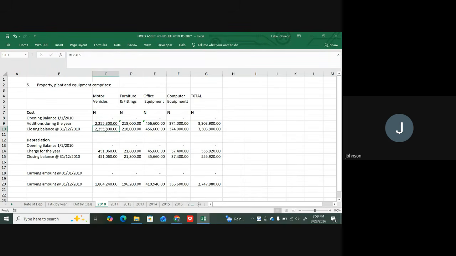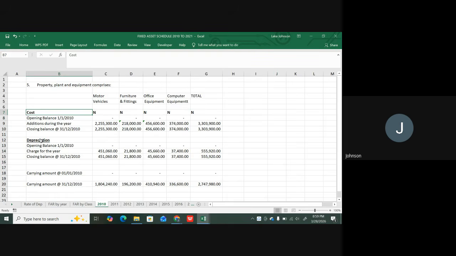So that's how they got their closing balance for cost. Over here, the closing balance for cost is going to be the addition of the opening balance plus the addition for the year. Sorry, that's how they did that. Then the next thing is that you have gotten the cost.